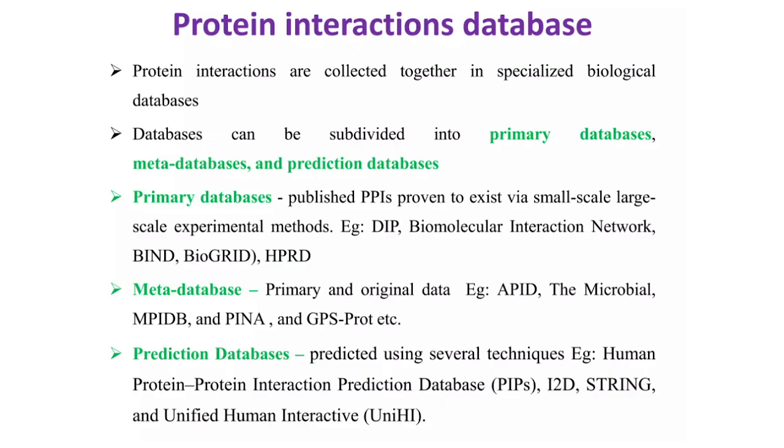Now, there are certain protein interaction databases which you can search through. There is collected information in specialized biological databases like the primary databases, the meta databases, and the prediction databases. The primary database will give you information about the published protein-protein interactions, like the Biomolecular Interaction Network Database BIND, BioGRID, HPRD, where people have done small-scale and large-scale experimental methods to show the interactions.